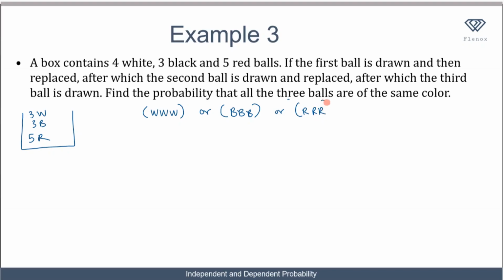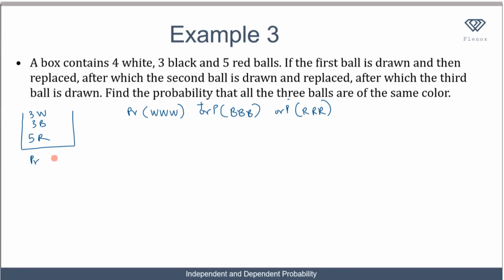So now what do I talk about when I'm saying "or"? It means that I have to add the probability of having 3 white balls, plus my probability of having 3 black balls, or my probability of having 3 red balls. So now I'll start out by calculating the probability of having just 3 white balls.